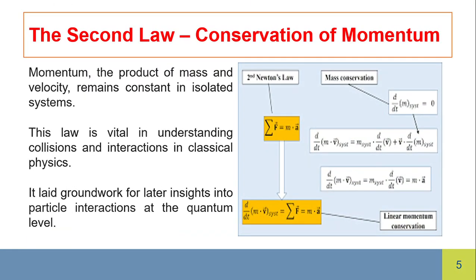So let's get to the second law, which is the conservation of momentum. Momentum is the product of mass and velocity, and it remains constant in isolated systems. This law is vital in understanding collisions and interactions in classical physics. It laid groundwork for later insights into particle interactions at the quantum level.